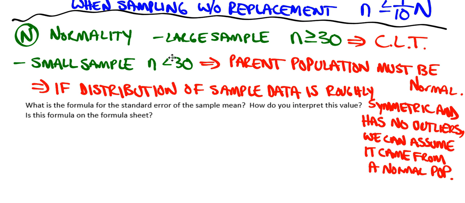So that would be the normality condition for estimating the population mean mu. Either you have a large enough sample and the central limit theorem applies, or the parent population is already normal, or if you have too small of a sample and you don't know the shape of the parent population, take a look at your distribution of sample data. If it's roughly symmetric, doesn't have any outliers, we can assume it came from a normal population.